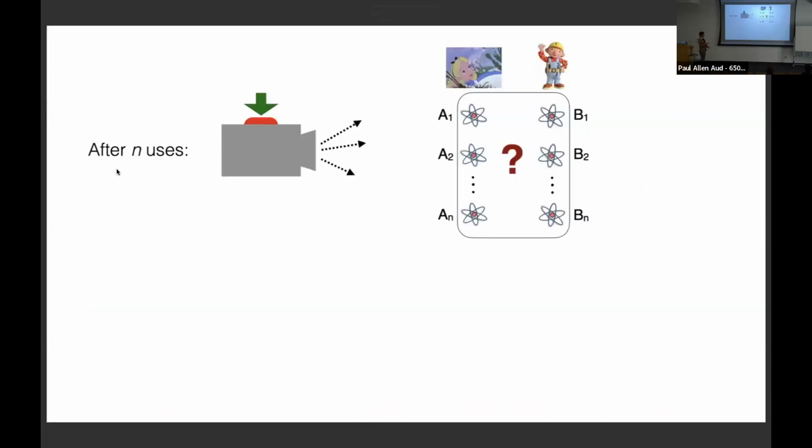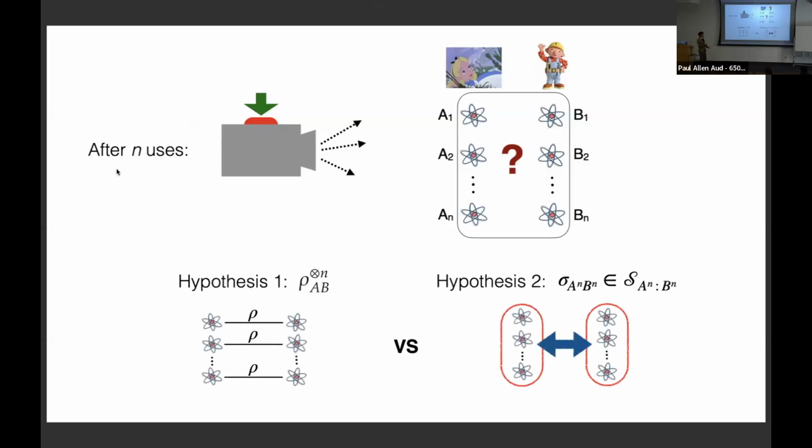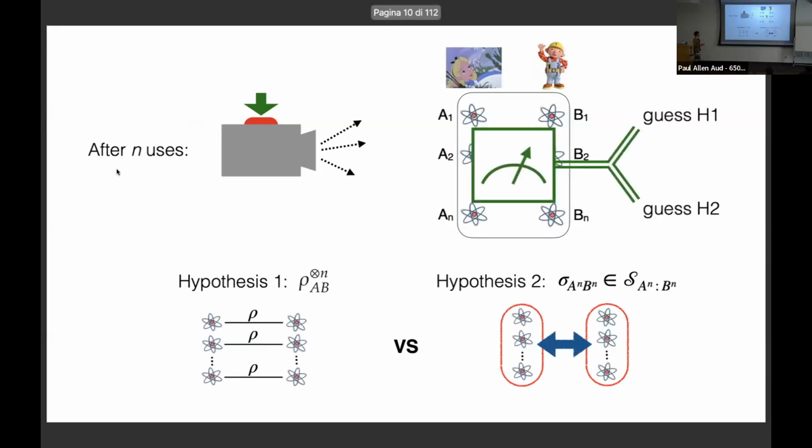Okay, so after n uses, this is the situation. You have n systems on Alice's side, n systems on Bob's side, and you have a global state. There are two hypotheses. The first one is that, okay, it's just n times ρ. Good. So ρ tensor n. ρ is a bipartite density matrix, remember. Or hypothesis 2, it's just a global separable state. And I should stress that separability here means separability across the Alice versus Bob cut. Okay. So n systems on Alice's side, n systems on Bob's side, and kind of classical correlations between these two sides.